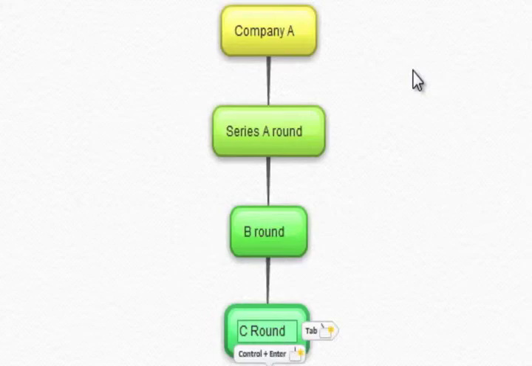So this wraps up our short lesson on Series A round financing and how companies will use the Series A round to raise capital for their business.